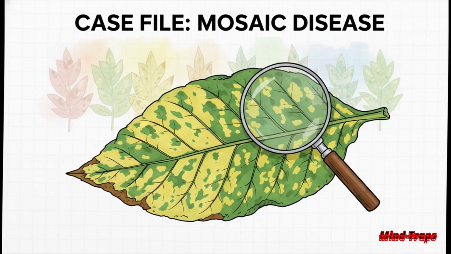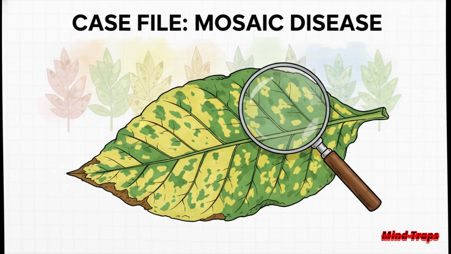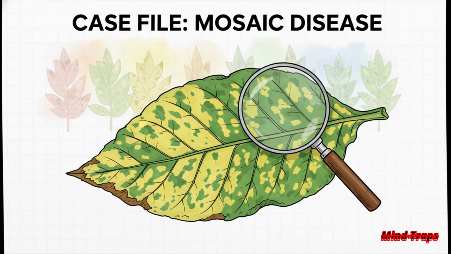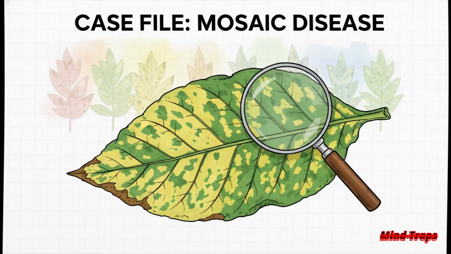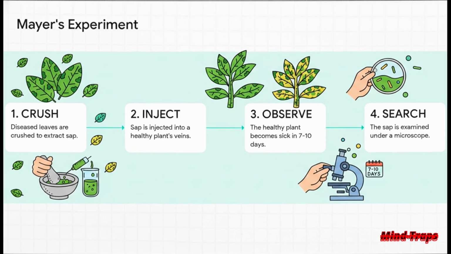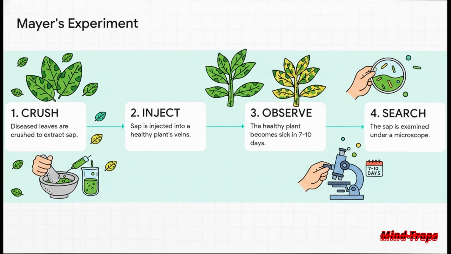So in 1879, a German chemist, a guy named Adolf Mayer, gets called in to investigate. You could say he was the first detective on what would turn out to be a very, very strange case. So what did Mayer do? He started with this brilliantly simple experiment.